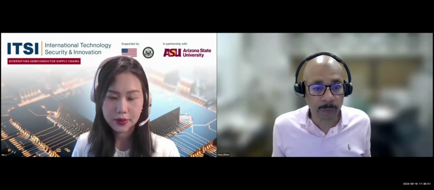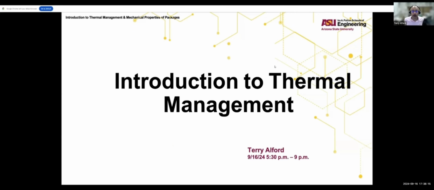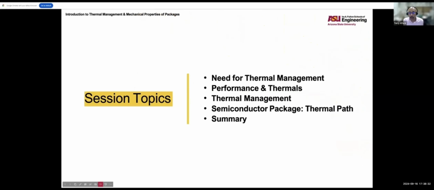All right. Well, thank you for the introduction. So this evening, we'll talk about an introduction to thermal management. We'll initially talk about the need for thermal management and performance in thermals and why they're important to the actual performance of your device. Then we'll talk a little bit about thermal management, and then we'll conclude with this topic of thermal path.